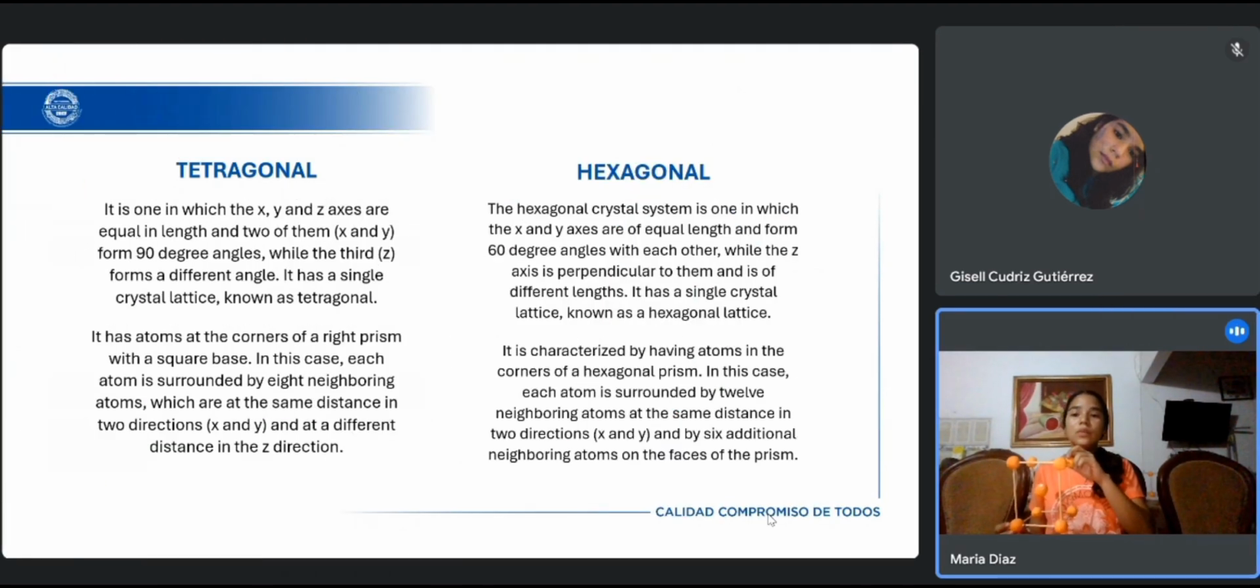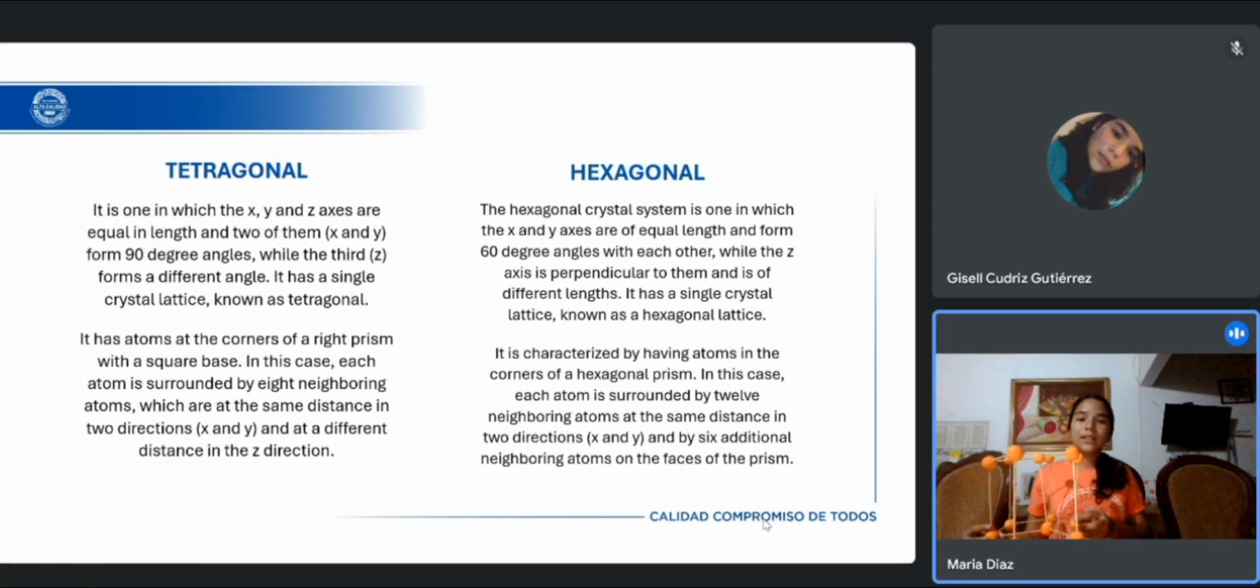Tetragonal. It is one in which the X, Y, and Z axes are perpendicular, and two of them, X and Y, are equal in length, while the third, Z, has a different length. It has a single crystal lattice known as tetragonal. It has atoms at the corners of a prism with a square base. In this case, each atom is surrounded by 8 neighboring atoms, which are at the same distance in 2 directions, X and Y, and at a different distance in the Z direction.